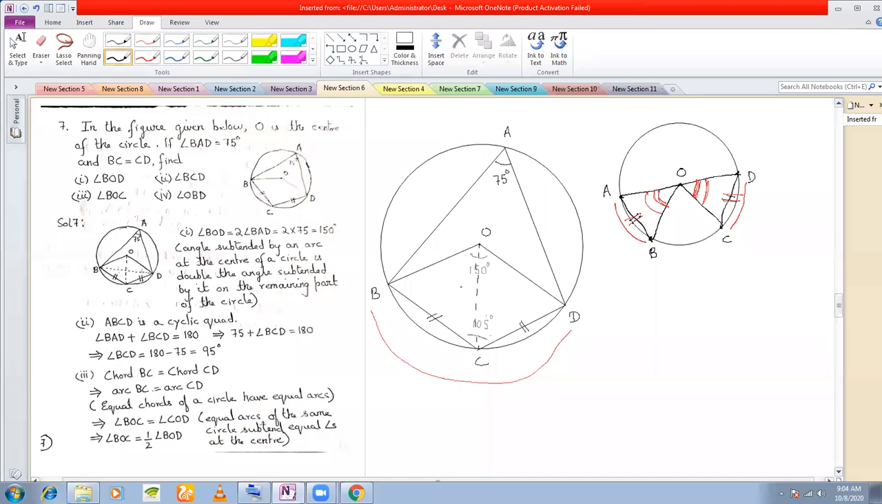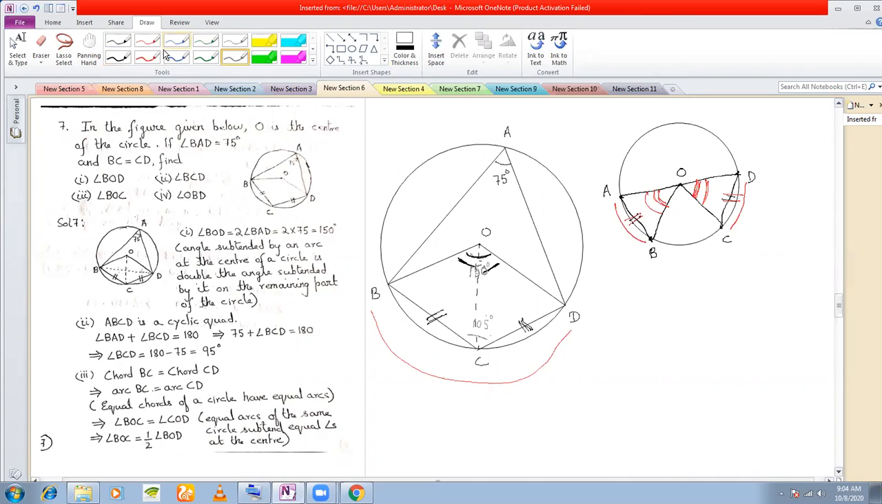So this means that in our question, if chord BC is equal to chord CD, then these two angles must be equal: BOC, this angle, and COD, this angle. And how much have we found this entire angle to be? We have found angle BOD to be 150 degrees. In part 1 we have already found BOD, this entire angle, to be 150, as I have written here.